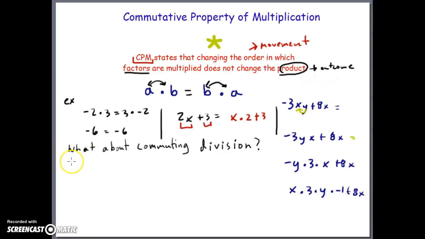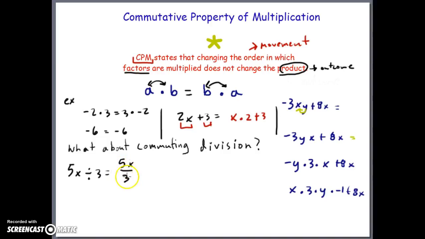So what happens when we're trying to commute division? That's the next question, and it makes sense. So commuting division is fairly difficult, but I'll give you an example. So let's just say we had 5x divided by 3. And if we rewrote the way division was represented, we write it as a fraction. We say 5x divided by 3.